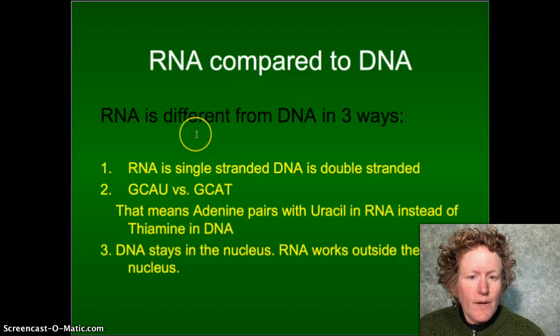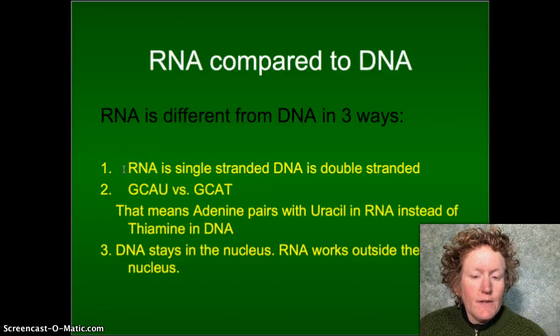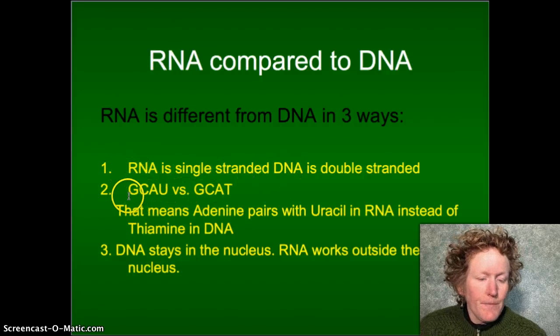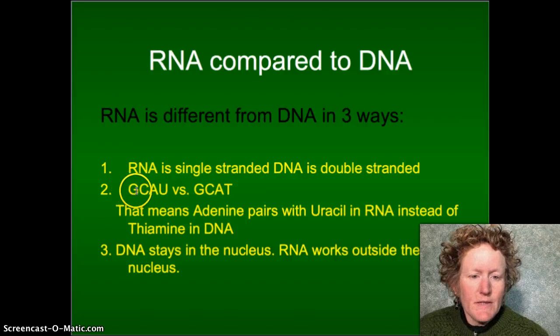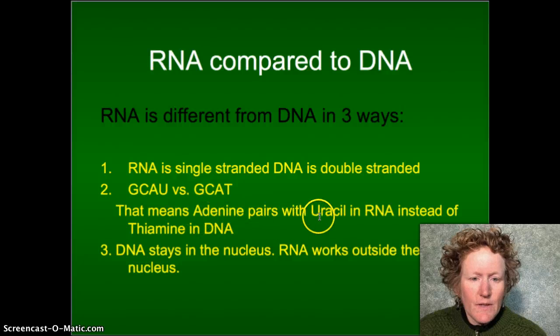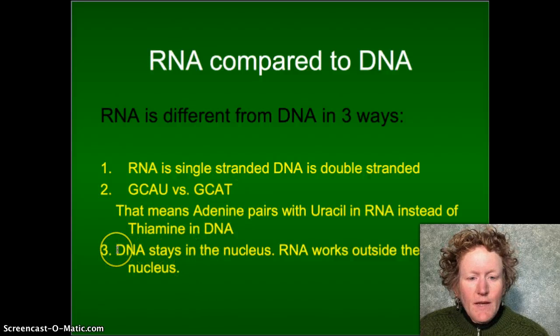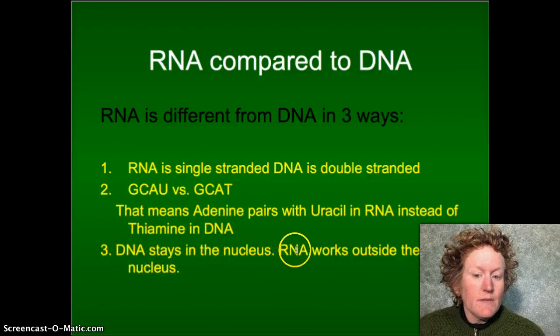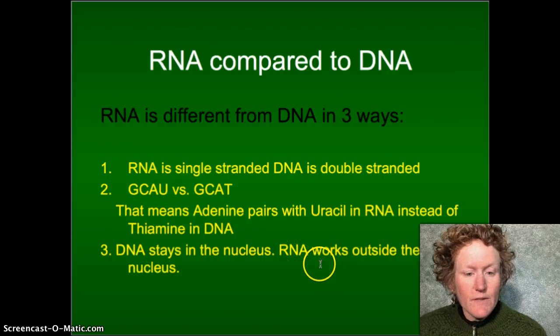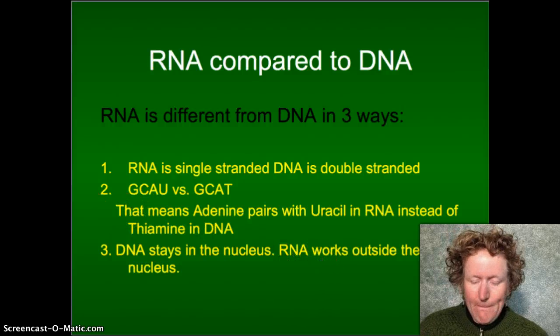So there are three different ways that RNA and DNA differ. RNA is single-stranded, DNA is double-stranded. The easy way to remember the bases is G-cow versus G-cat. That means adenine pairs with uracil in RNA, that G-cow, instead of thymine in DNA. Adenine and thymine pair in a DNA molecule. DNA stays in the nucleus. RNA is made in the nucleus, but it travels outside to work in the ribosomes.